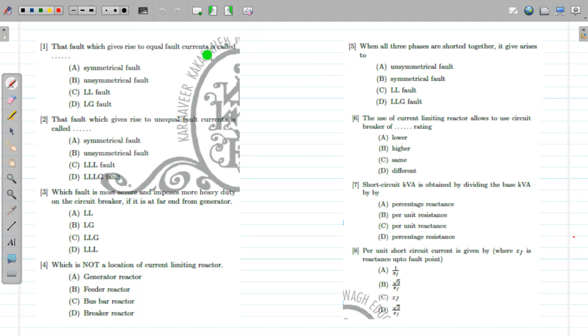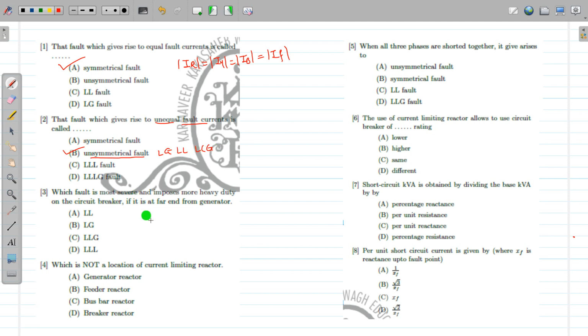That fault which gives rise to equal fault currents. The fault current in each phase is the same, and that happens only in the symmetrical case, so it is known as a symmetrical fault. The fault that gives unequal fault currents only arises in unsymmetrical fault conditions, that is, in LG, LL and LLG faults.